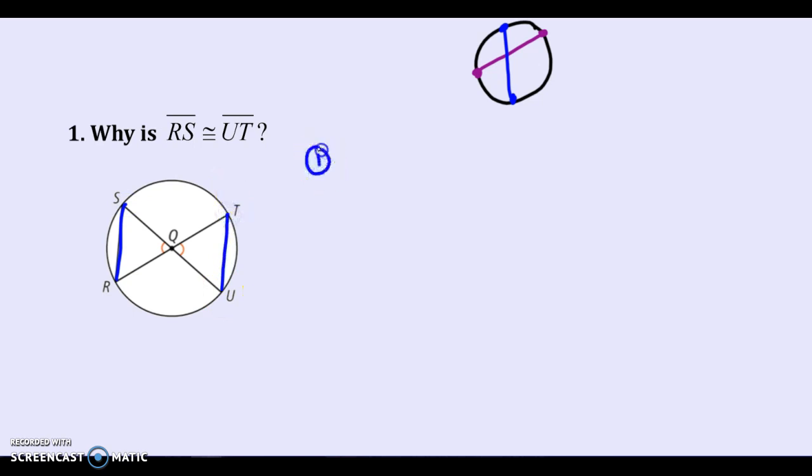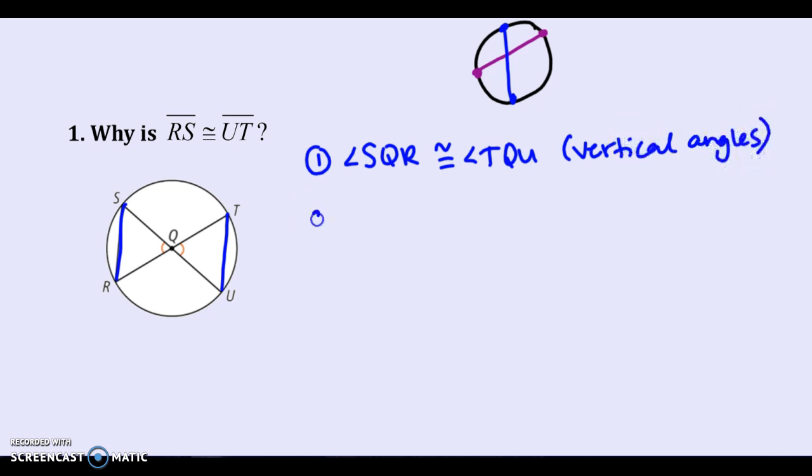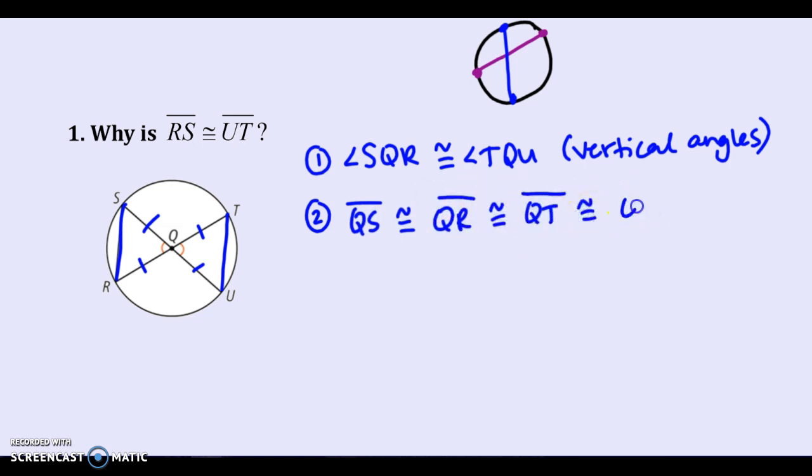Well, the first thing that you may notice is that we have our vertical angles already marked on our picture. So angle SQR is congruent to angle TQU by being vertical angles. So that vertical angles theorem. Another thing that we know about circles is that all their radii are congruent. So RQ, SQ, QT, and UQ, those are all going to be congruent. So QS is congruent to QR, which is congruent to QT, which is congruent to QU, because they are all radii of that circle.